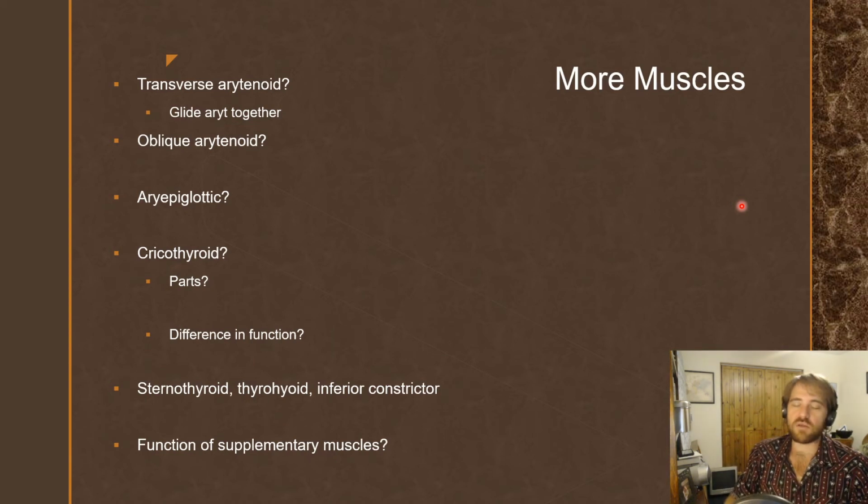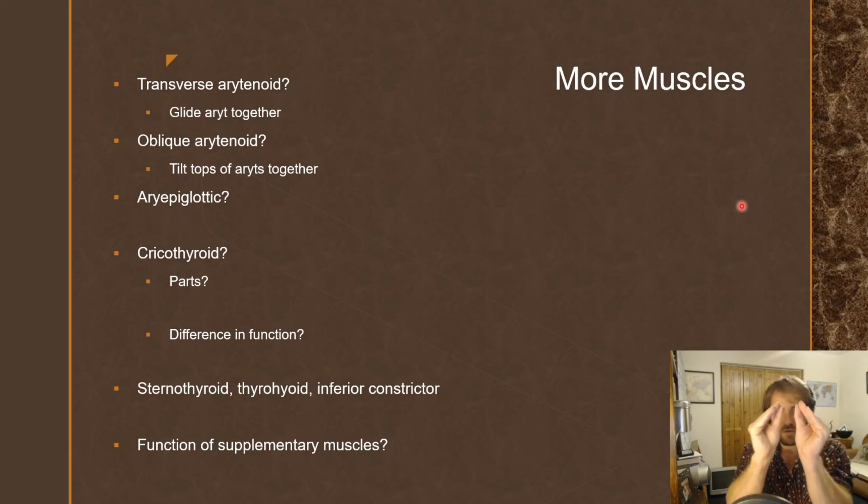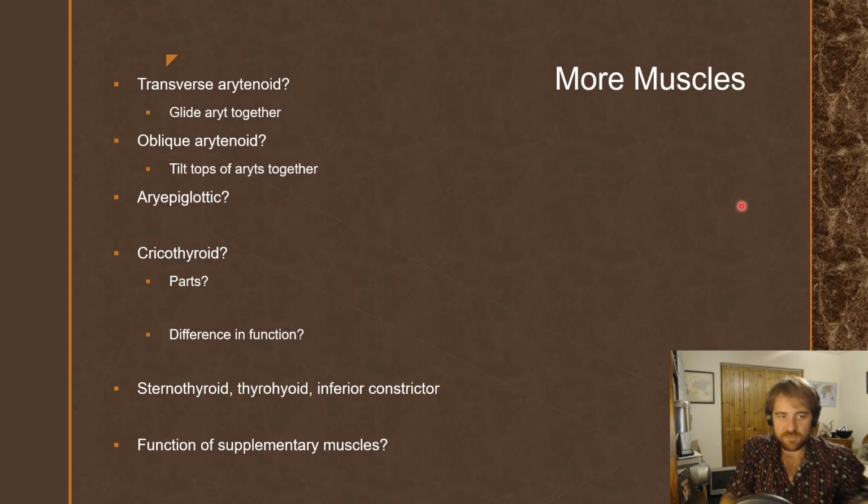The oblique arytenoids, what shape are those in? Kind of like an X, right? They go crisscross on them. So here are these, they're going to go like this. Well, what does it do? It tilts the tops of the arytenoid cartilages towards each other.